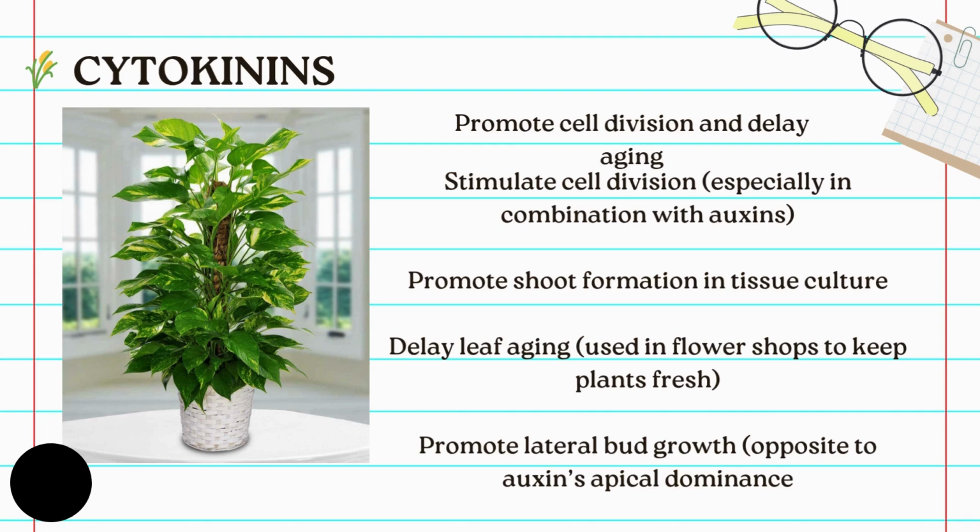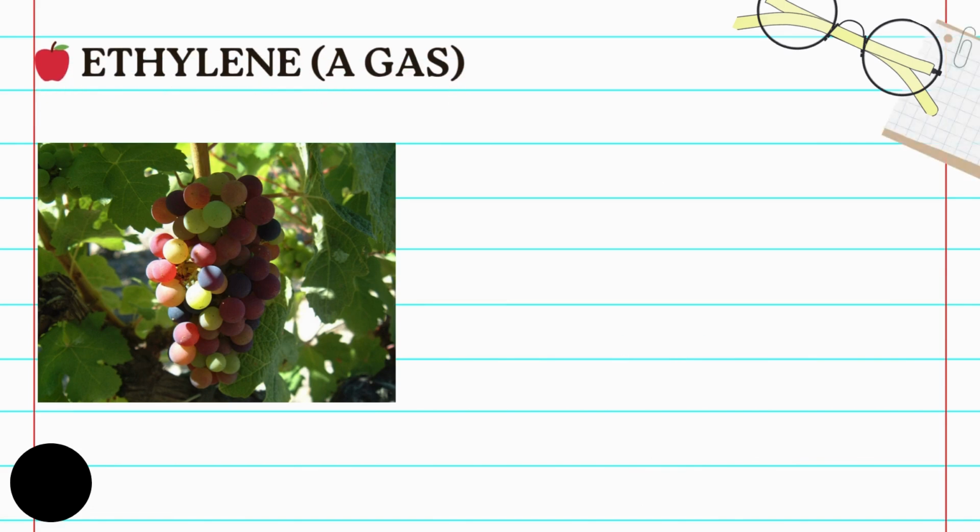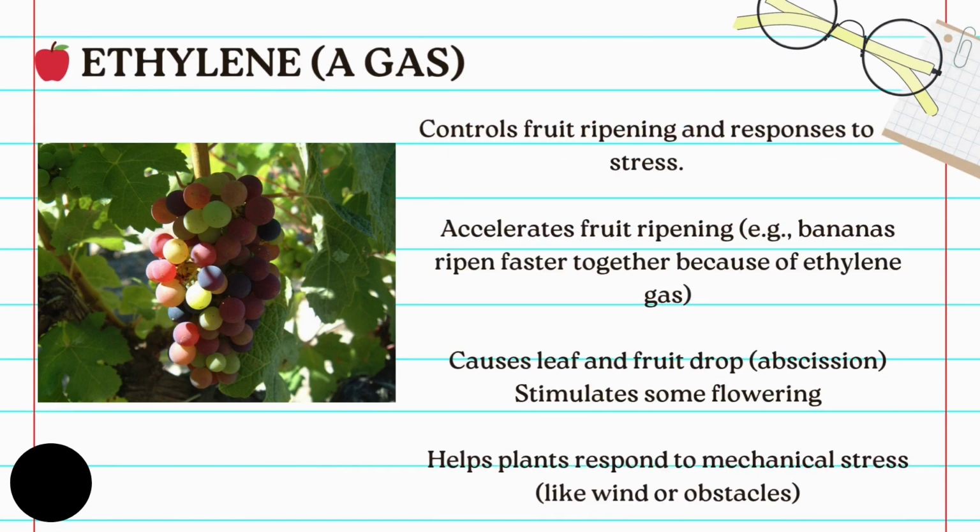And then we have another gas, which is ethylene. Ethylene controls fruit ripening and responses to stress, but mainly fruit ripening. As you can see, it accelerates fruit ripening, and you might notice that bananas ripen very fast because they have a lot of this gas. So they grow and ripen very quickly. You can't really keep bananas for too long, or they start getting brown, or they get too ripe.